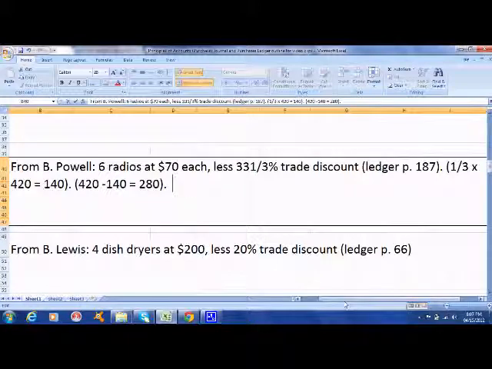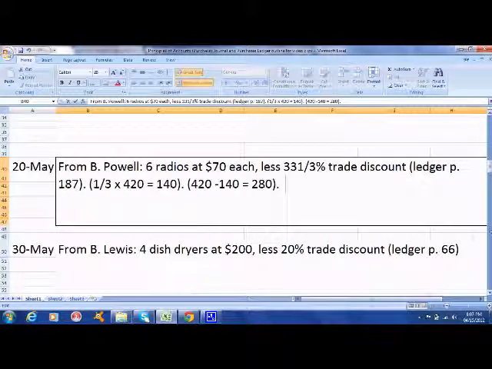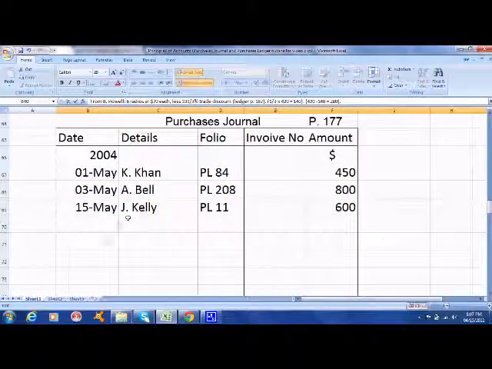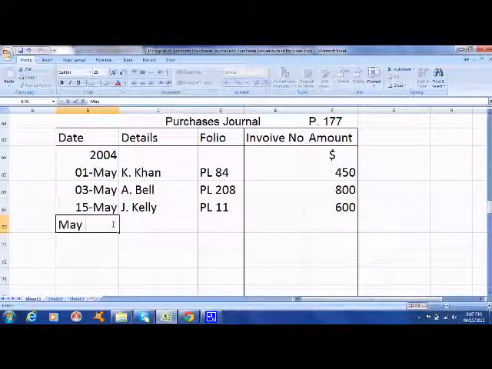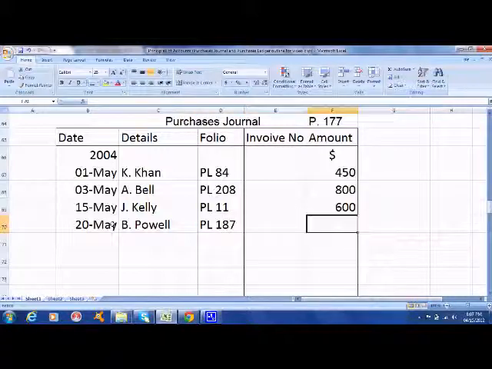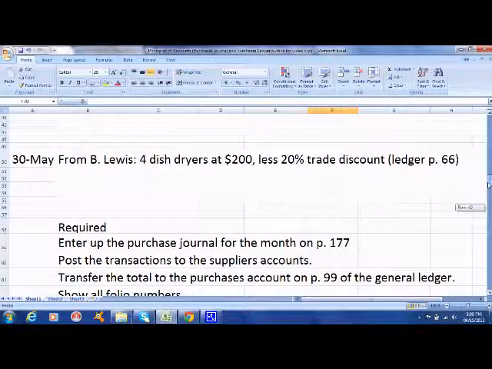This one is May 20. So May 20 is Mr. B Powell. May 20, B Powell, PL what? This is PL what? PL 187. And the amount will be 280.